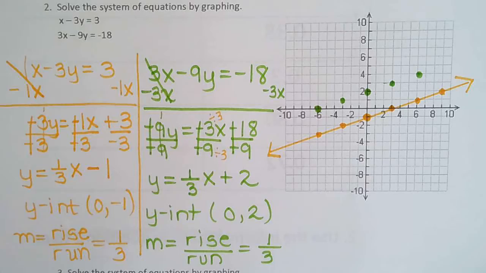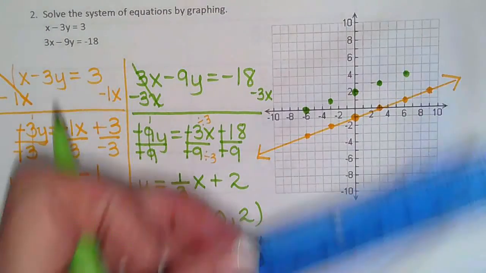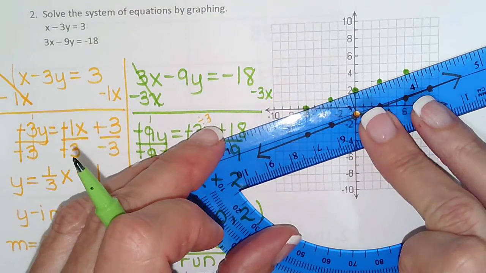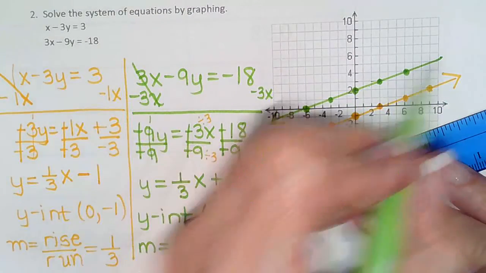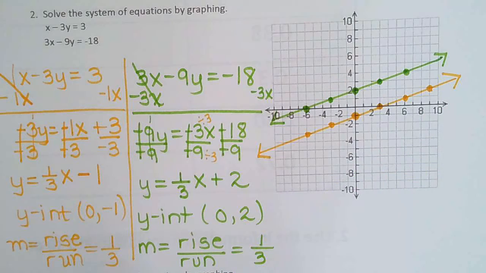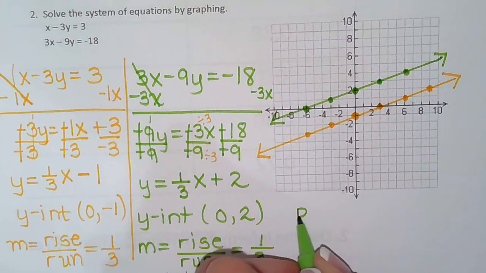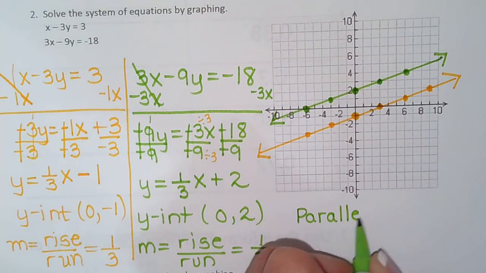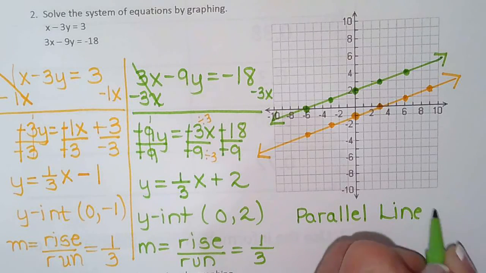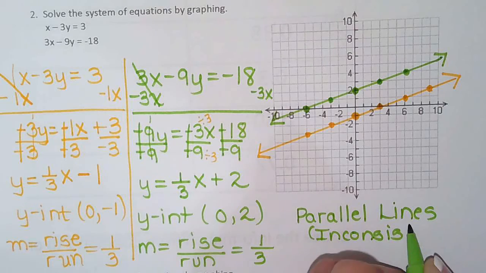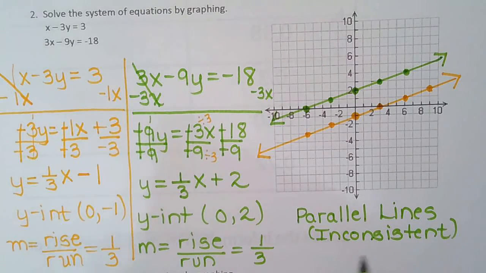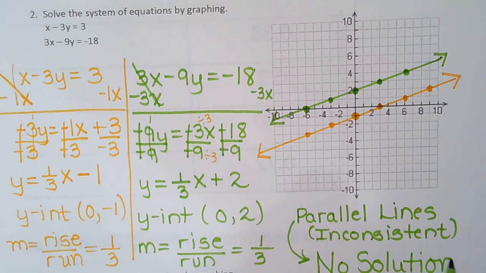Two lines that are parallel and have the same slope. Oh my gosh, I can't pick up my straight edge. They have the same slope and they never intersect. So if they never intersect, there's no solution. Because remember, a solution is the point of intersection. So let's write parallel lines. And remember, that's inconsistent. I'm just going to practice the vocabulary. And parallel lines mean no solution because there's no point of intersection.